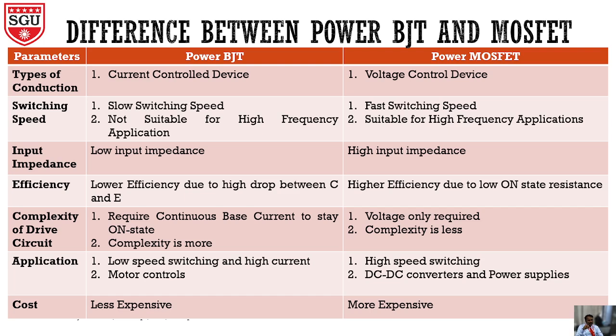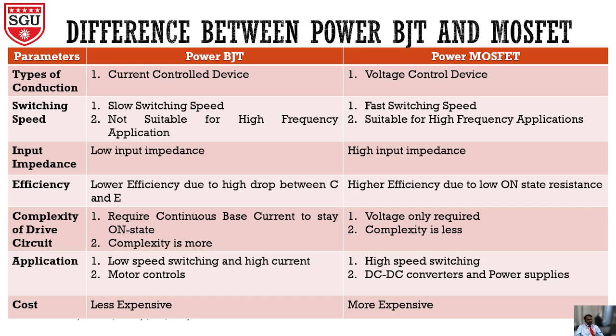Then input impedance. Power BJT has low input impedance, which is why it is called a current control device, and power MOSFET has high input impedance. Then efficiency wise, power BJT has low efficiency. There is a high voltage drop between collector and emitter due to high resistance, so the switching losses will be more and efficiency will be reduced. But in the power MOSFET there is high efficiency because the on-state resistance is low. If the on-state resistance is low, the drops will also be less, the switching losses will be reduced, and therefore it has high efficiency.